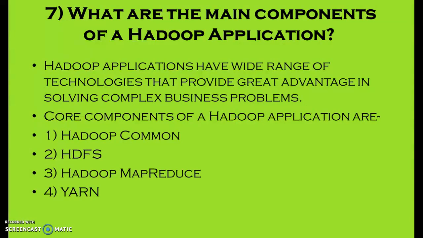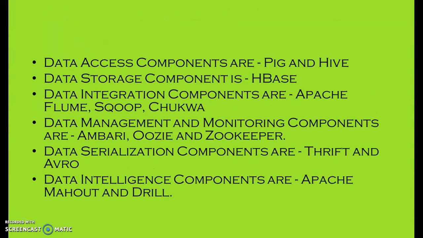What are the main components of a Hadoop application? Hadoop applications have a wide range of technologies that provide great advantage in solving complex business problems. Core components of a Hadoop application are Hadoop Common, HDFS, Hadoop MapReduce, and YARN. So these form the main components of the Hadoop application.